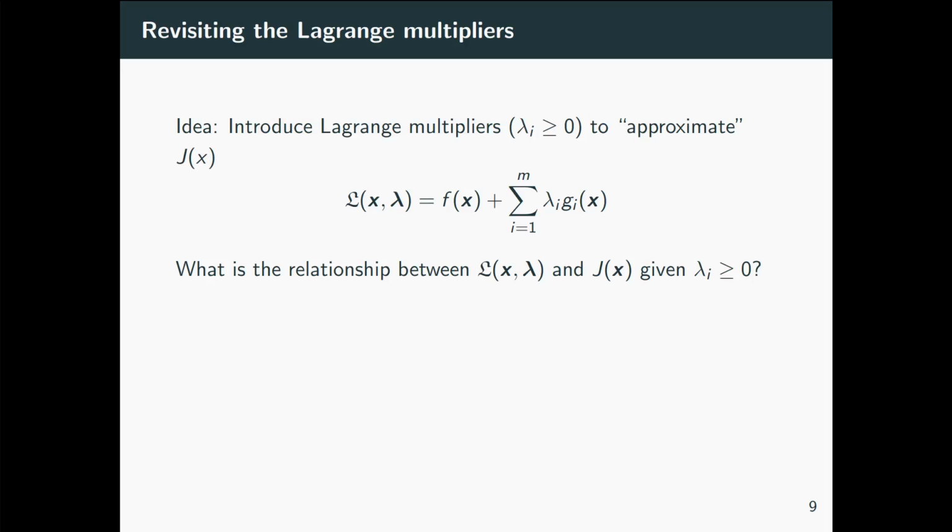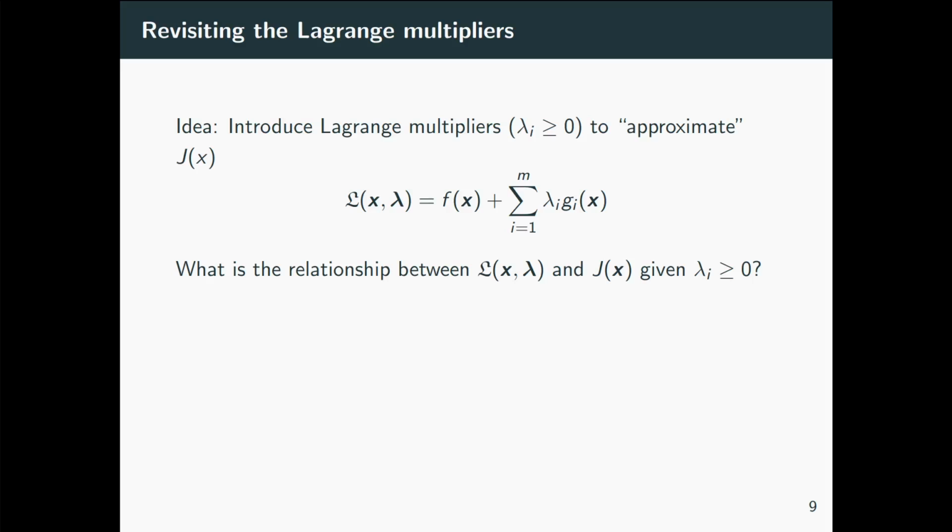So a natural question at this point is: what is the relationship between the Lagrangian function, which is a function of x and lambda, and J(x)? And we already know that all lambda_i's are greater than or equal to 0. I would request you to pause the video for a minute and think about this particular question.